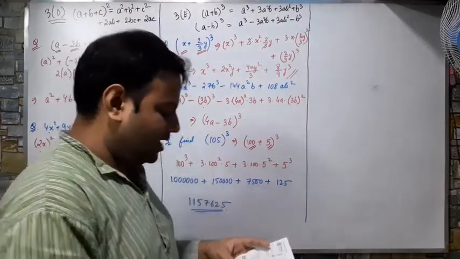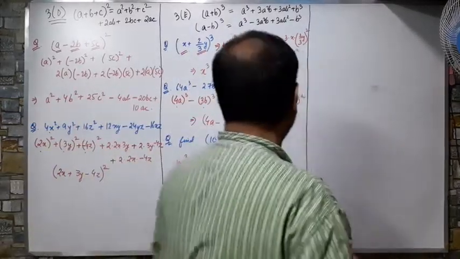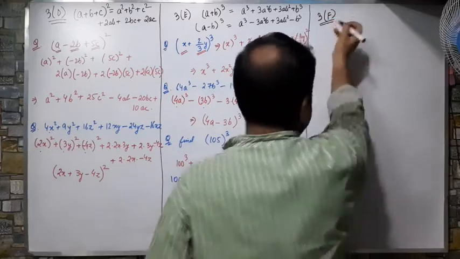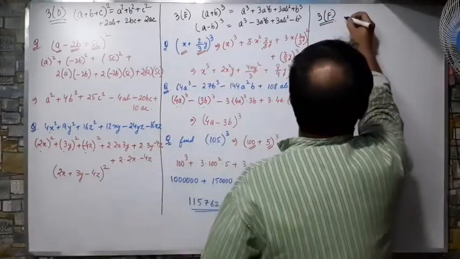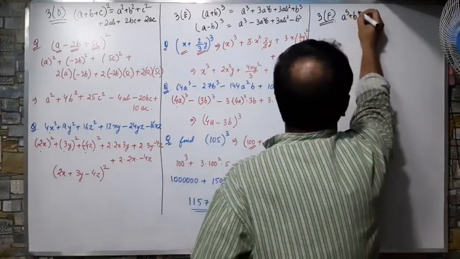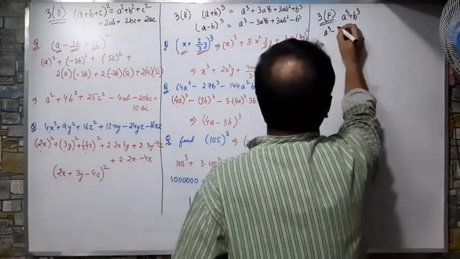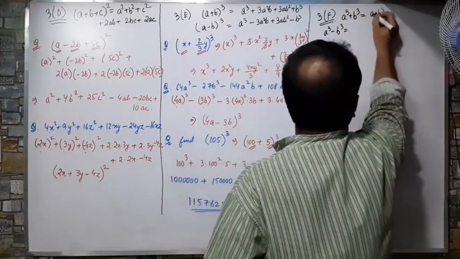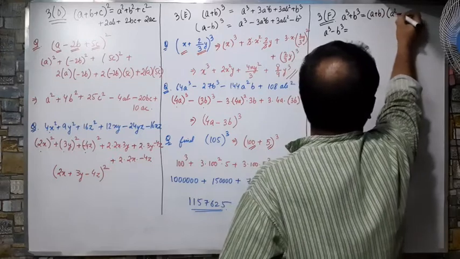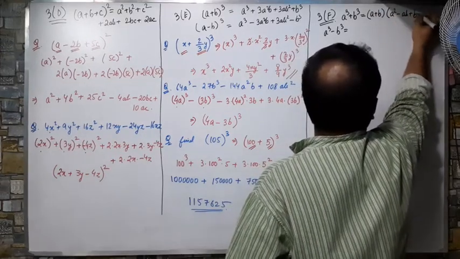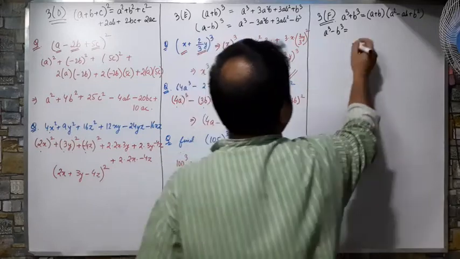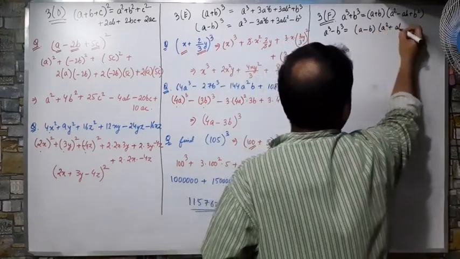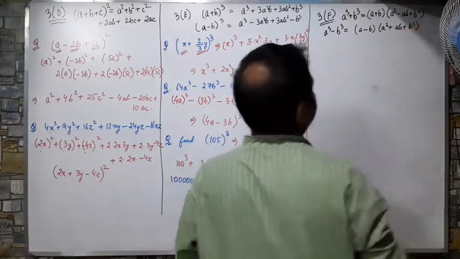Now moving on to the next exercise, 3F. This 3F is based on two formulas, a cube plus b cube and a cube minus b cube. This a cube plus b cube is a plus b into a square minus ab plus b square. And this is the formula a cube minus b cube equals a minus b, a square plus ab plus b square.